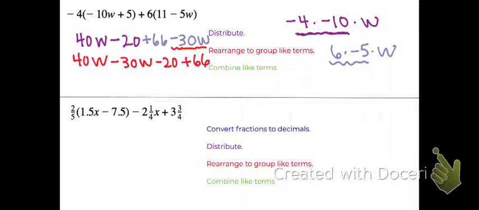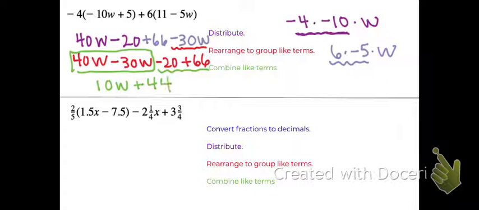At this point, we can more clearly see what our like terms are. We can combine these w's. 40 minus 30 is 10, so 40w minus 30w is 10w. And then combine our constants. -20 plus 66 is like 66 minus 20, which is +44. And there we go.